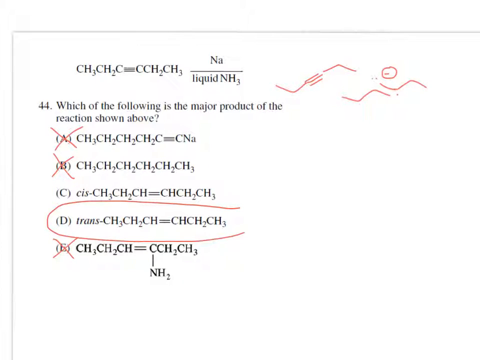If we want a cis product, that's when we use H2 and a poisoned catalyst like Lindlar's. That will give us the cis product where the H's are added to the same side of the alkyne.